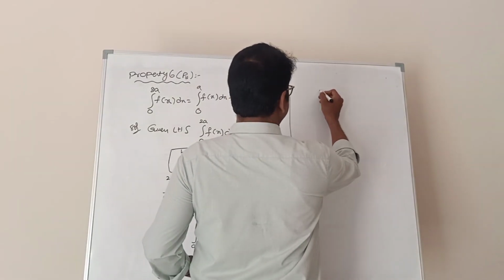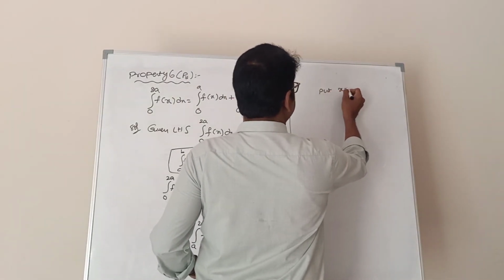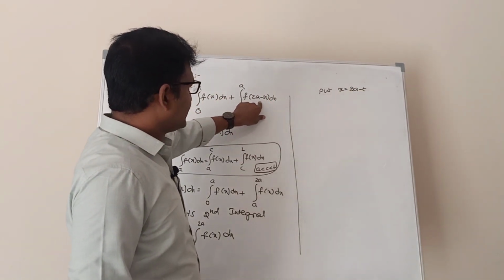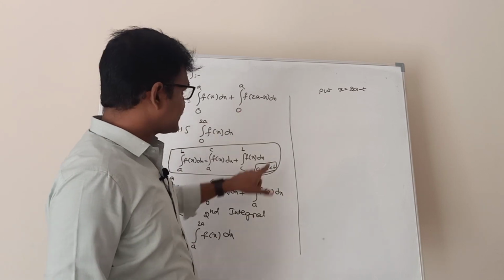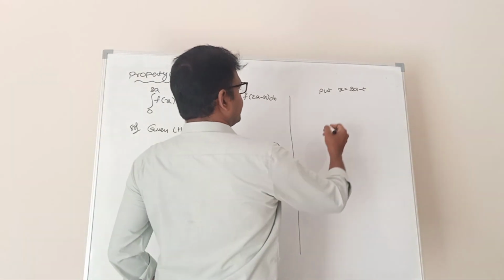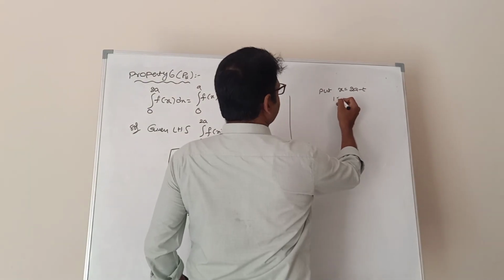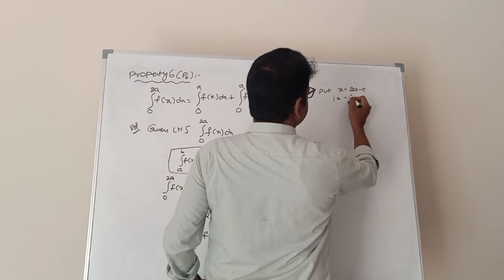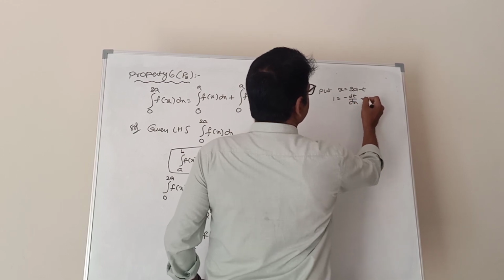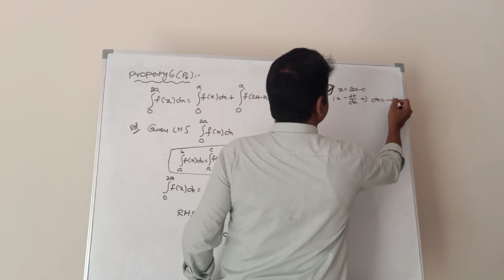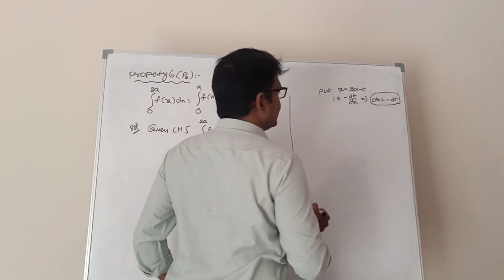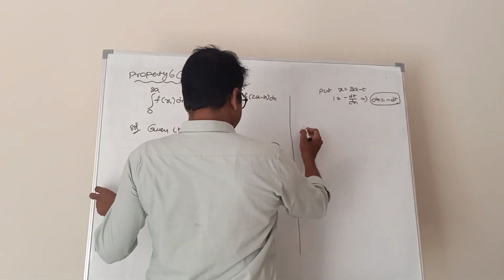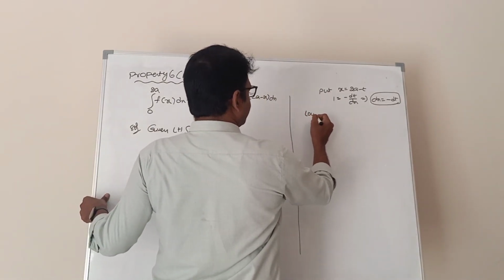dx. In this put x is equal to 2a minus t, because you need to get 2a minus x here. That's why in the place of x I am replacing x is equal to 2a minus t. Differentiating with respect to x on both sides, derivative of x is 1, derivative of 2a is 0, minus dt by dx. So dx is equal to minus dt. Next, let's change the lower limit and upper limit values.